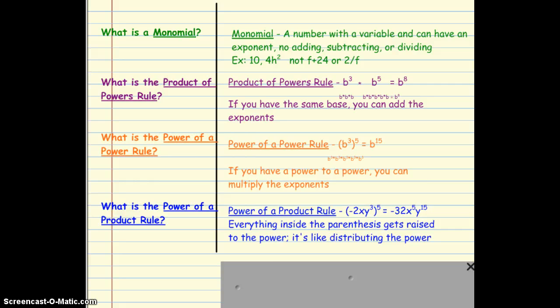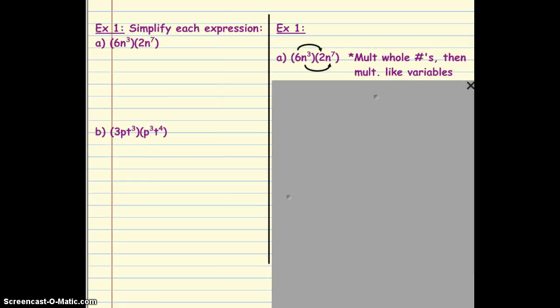Alright, let's go ahead and do some practice with this. Number 1 says simplify each expression. If we have 6n to the third times 2n to the 7th, we're going to simplify this. And what we're going to do is we're going to start off by multiplying the whole numbers. So we're going to do 6 times 2, which is obviously 12.